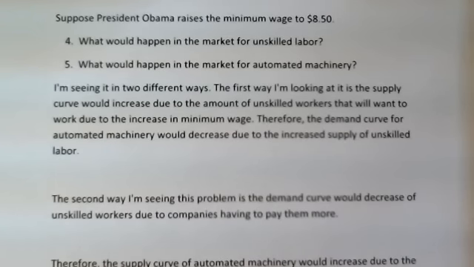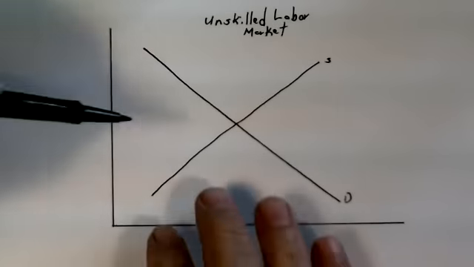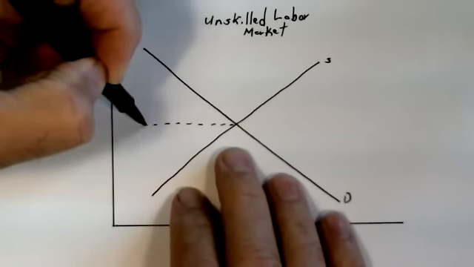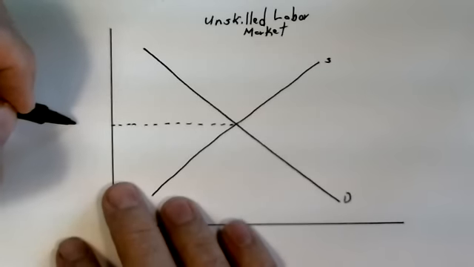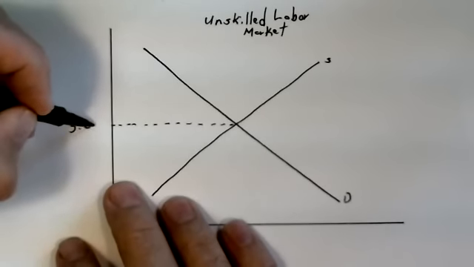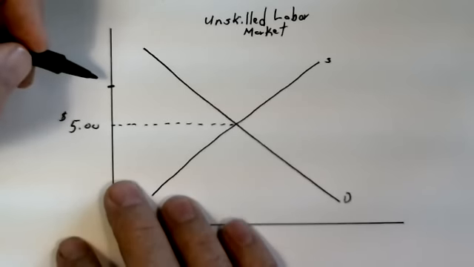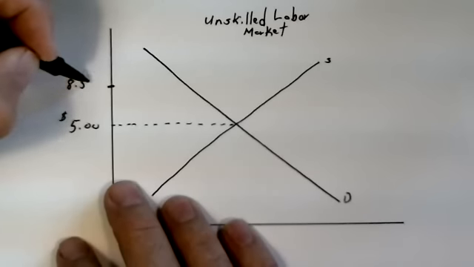Okay, so the issue was the market for unskilled labor, and the president's going to set a minimum wage at $8.50. So let this be the supply and demand for unskilled labor, and it doesn't really matter what we set as the market clearing wage. It just needs to be less than $8.50. So I'm just going to arbitrarily set it at, say, $5. But it doesn't really matter. It could be anything. And then the president has basically a binding price floor set up here at $8.50.